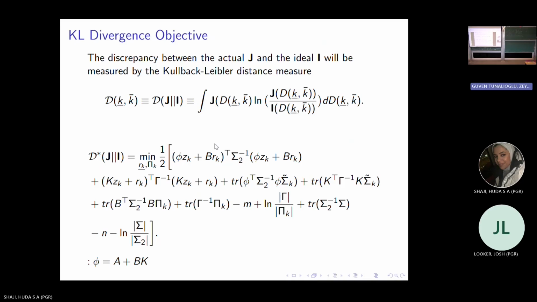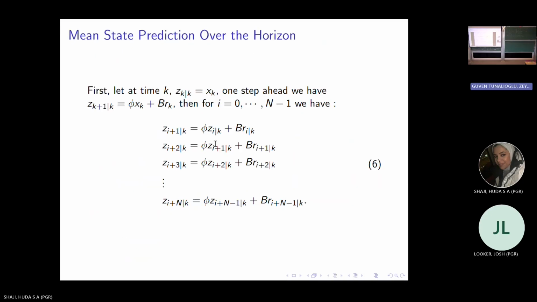So here model predictive control comes in. We will work on predicting the mean state and the mean input. First of all, let's go to the first part. We will demand that our mean input, where i is for the time horizon that I talked about, satisfies: Z i plus 1 given K equals phi Z i given K plus B R i given K. Then for the next step, Z i plus 2 given K equals phi Z i plus 1 given K plus B R i plus 1 given K, and we continue like this until we reach the end step.